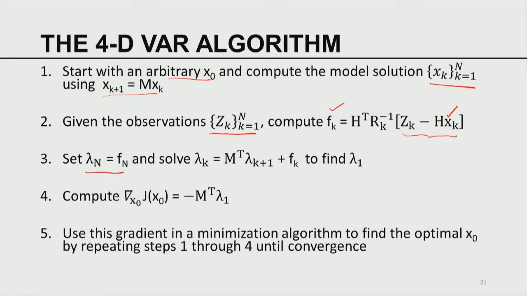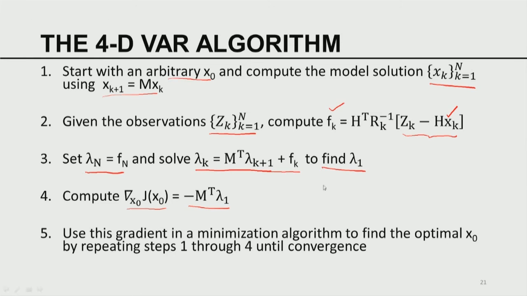Set lambda n is equal to f of n. Solve lambda k is equal to m transpose lambda k plus 1 plus f of k. Iterate backward in time, compute lambda 1. Compute minus m transpose lambda 1. That gives you the gradient. Use this gradient in a minimization algorithm to find the optimal x naught by repeating the steps 1 through 4 until convergence.